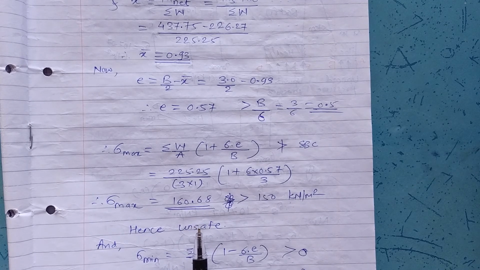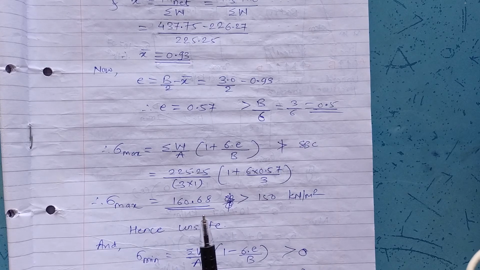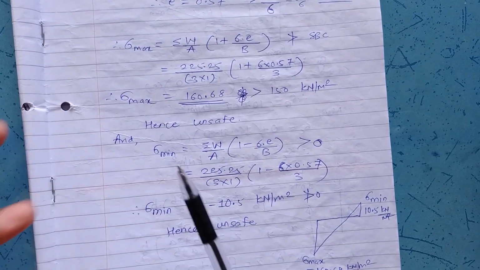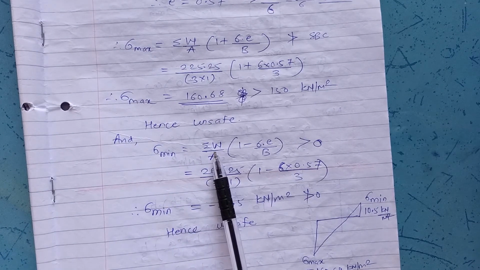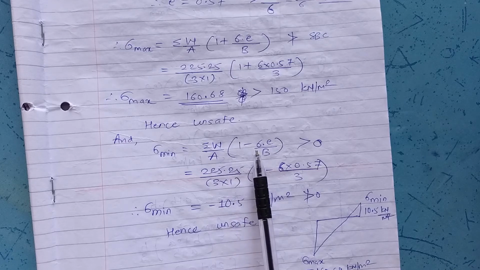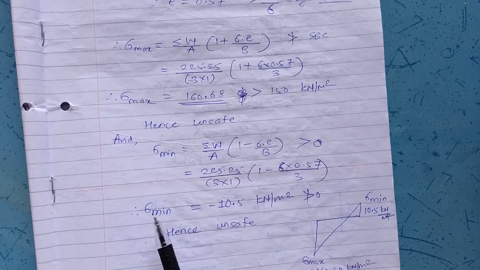For the section to be safe or retaining wall to be safe for maximum pressure at the toe, this maximum pressure should not be greater than SBC of the soil. Hence our section fails for maximum pressure at the toe. Now we will calculate sigma minimum, that is minimum pressure. It will be calculated by the equation summation W by A into bracket 1 minus 6E by B, and this should be greater than 0. By substituting all the values we get sigma minimum as minus 10.5 kilonewton per meter square, which is not greater than 0, hence our section is unsafe.